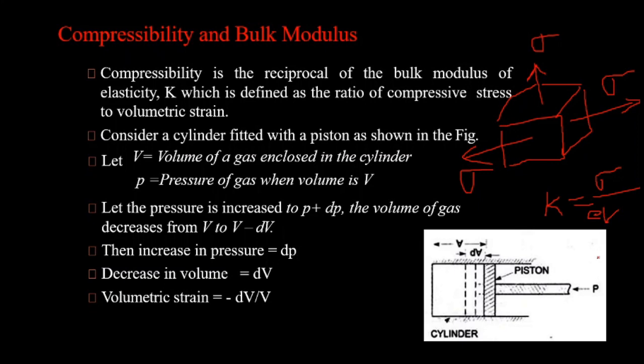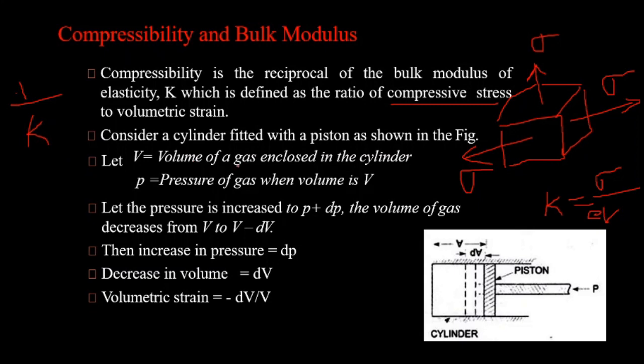So this was the definition of bulk modulus, and we here study in context with our fluid. So what is bulk modulus? It is defined as the ratio of compressive stress. So it is direct stress, but here we are taking that stress, some force. So the bulk modulus of elasticity K is defined as the ratio of compressive stress to the volumetric strain. And compressibility is nothing but the reciprocal of bulk modulus.